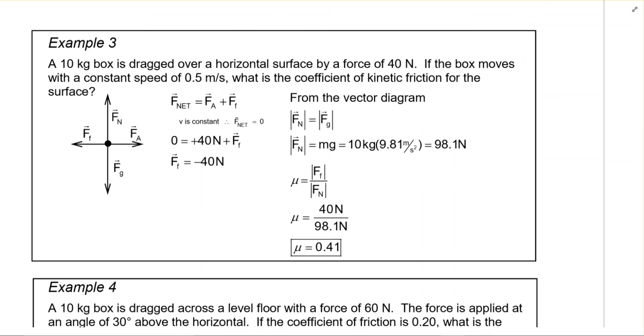Okay, number 3, a 10 kilogram box is dragged over a horizontal surface by a force of 40 newtons. If the box moves with a constant speed, big word there, constant speed, of 0.5 meters per second, what is the coefficient?